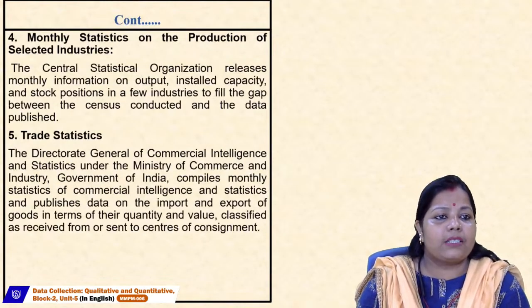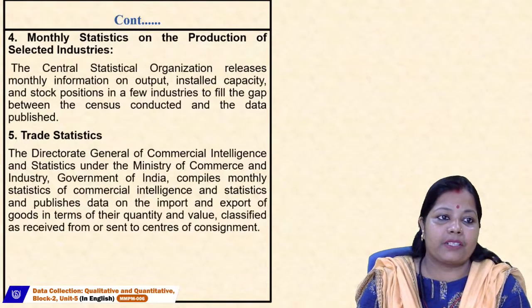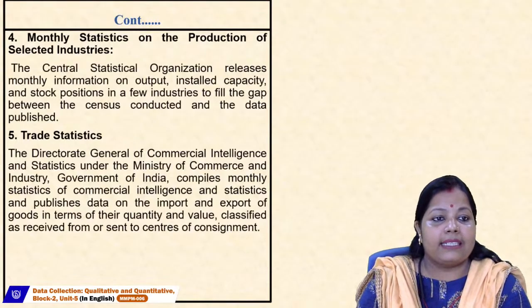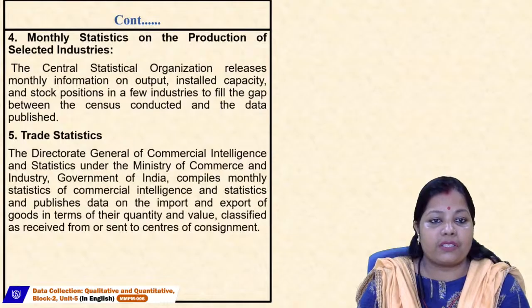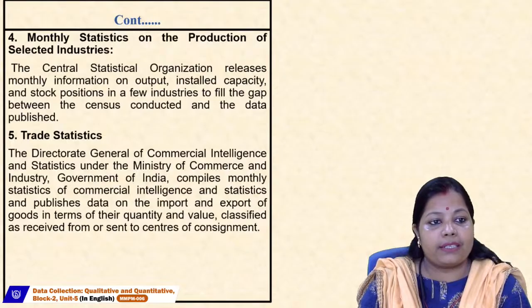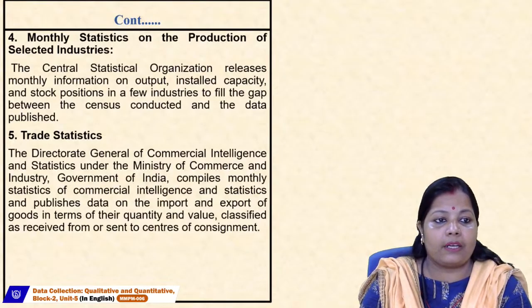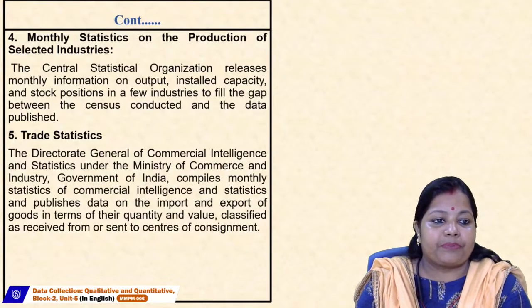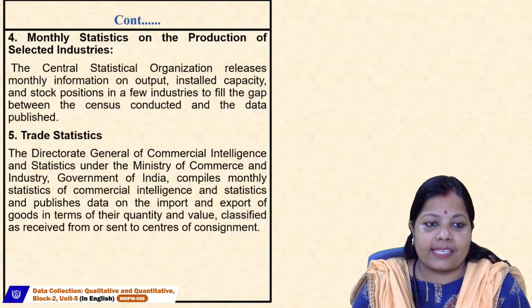Then the fourth one is monthly statistics on the production of the selected industry. The Central Statistical Organization releases monthly information on output, installed capacities, and stock positions in a few industries to fill the gap between the census conducted and the data published. Then the fifth one is trade statistics.